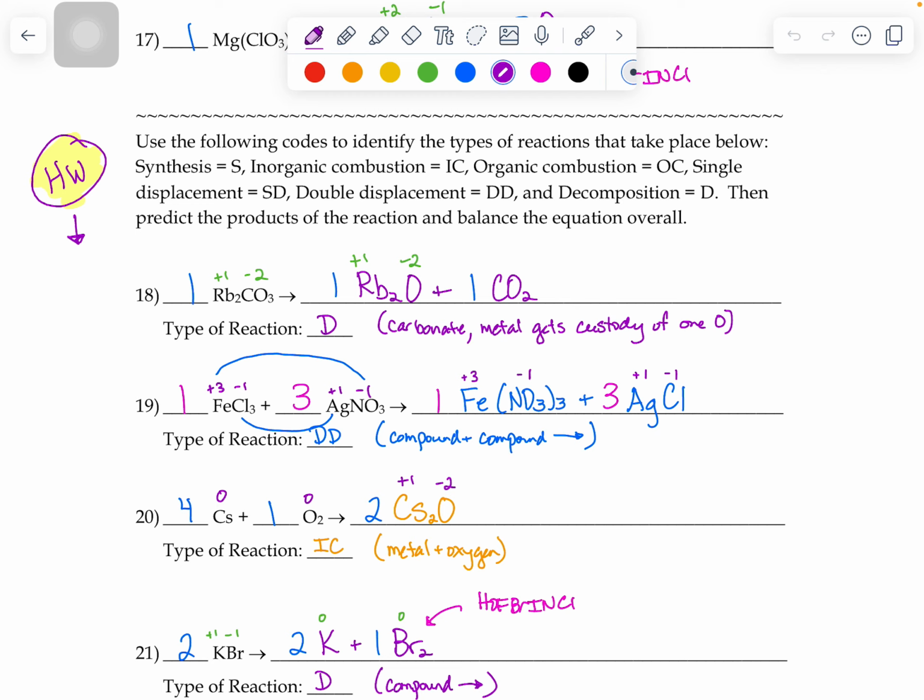Number 20 we know is some kind of combustion reaction because I see oxygen as a reactant. Something's burning. In this case, it's cesium that's burning. So that's an inorganic combustion. It's basically just like a synthesis reaction, but just a special kind of synthesis with oxygen. So we're going to marry together cesium +1 with oxide -2, get Cs2O, and then we'd have to balance with our coefficients overall, 4, 1, and 2.